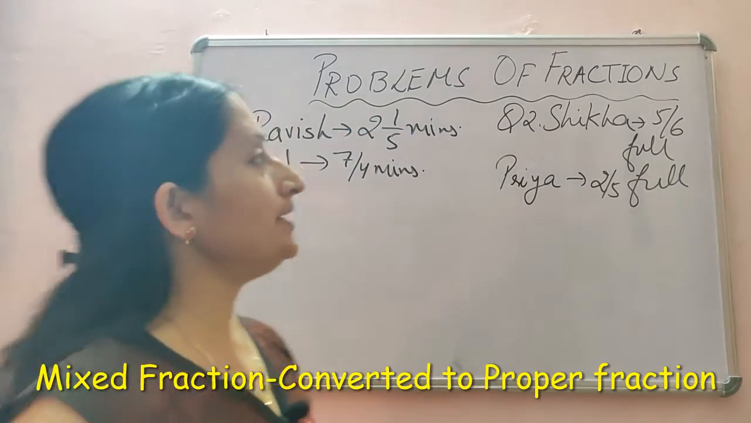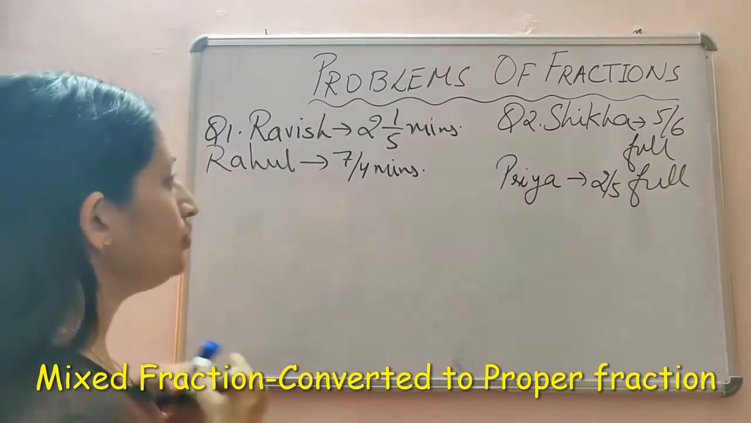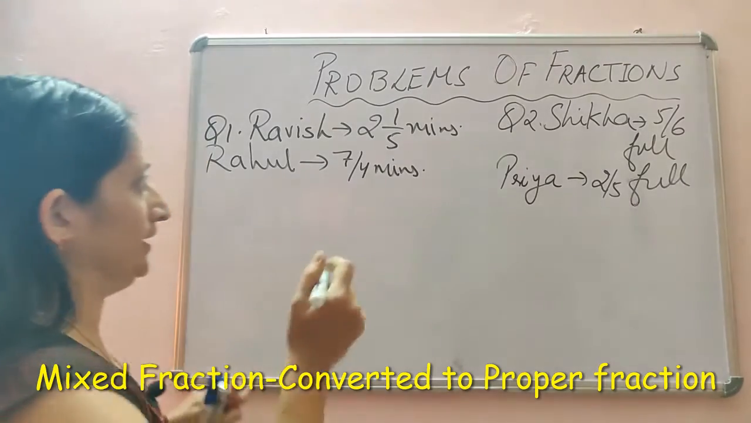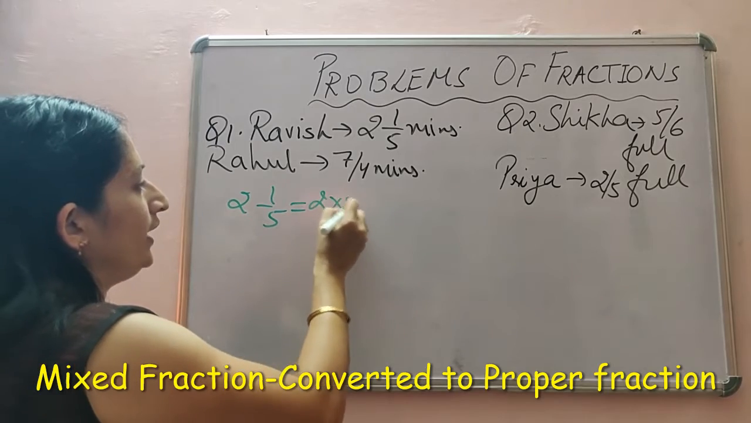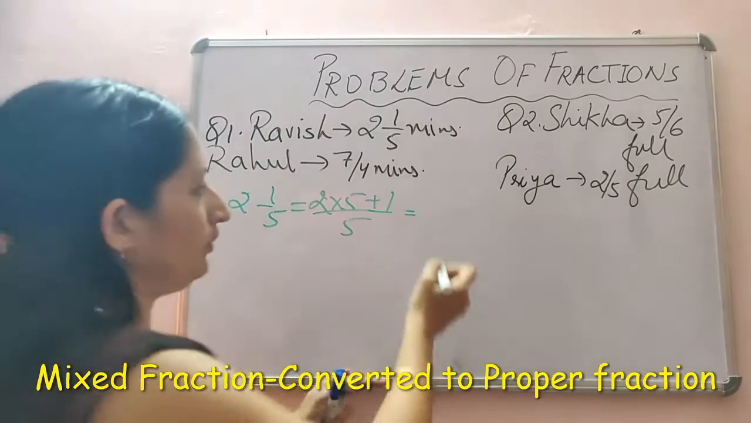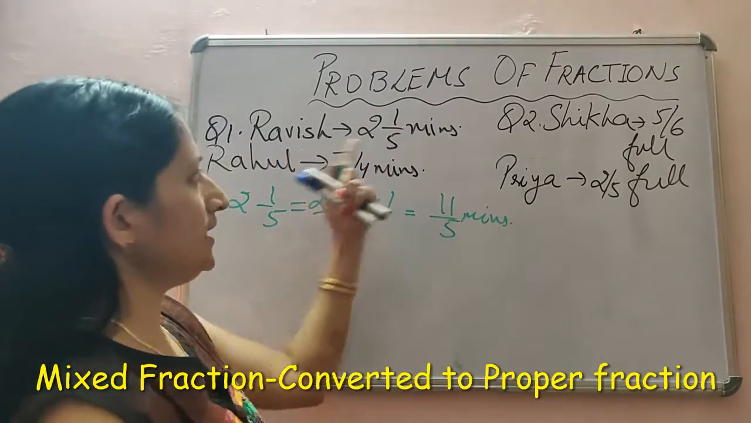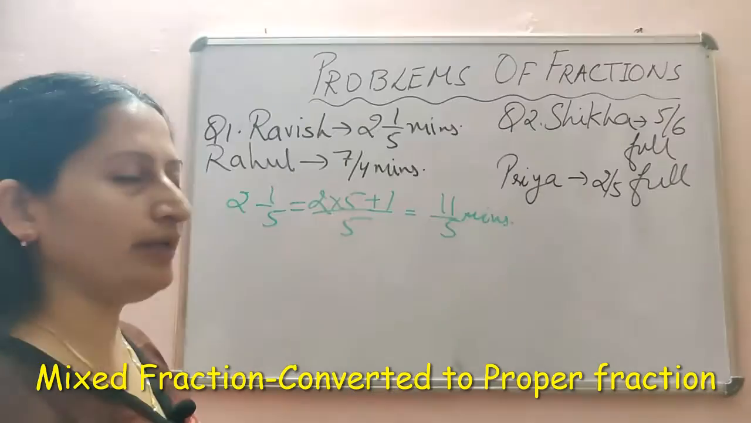So first, ma'am is having here Ravish with 1 2/5 minutes. So let me convert it into an improper fraction. So 1 2/5 will be equal to (1 into 5 plus 2)/5, that is equal to 7/5 minutes. So Ravish has taken 11/5 minutes, while Rahul has taken 7/4 minutes.